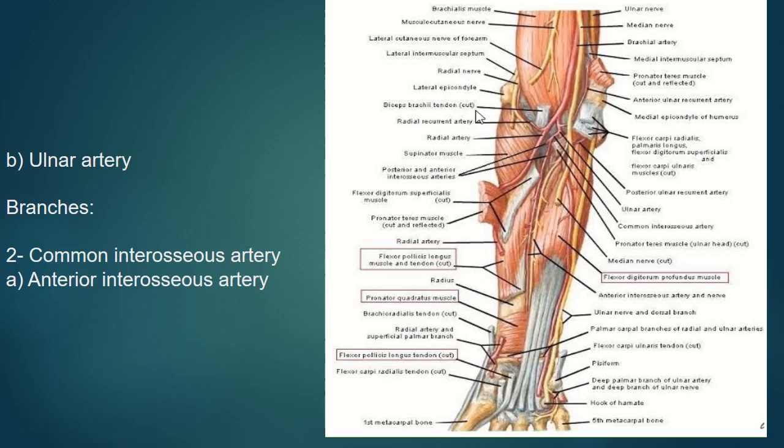This anterior interosseous artery gives muscular branches to the deep muscles of the front of the forearm. These are the deep muscles. They are supplied by the anterior interosseous artery. As you can see here, these are small muscular branches of the anterior interosseous artery. In addition to that, it gives nutrient branches to the radius and ulna, and a median artery which accompanies the median nerve.